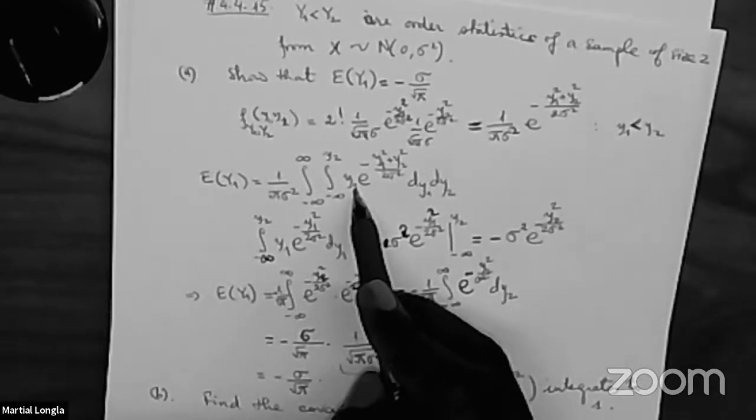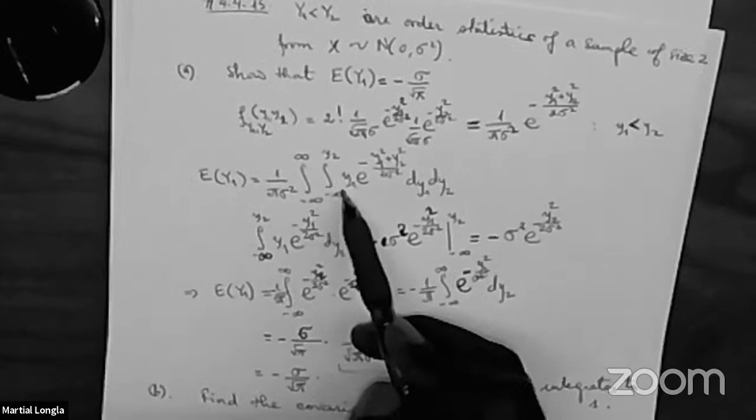Therefore, to take the expected value of y1, we need to integrate over this range, with y1 less than y2, y1 times the density that you have. The hint in the exercise says integrate first with respect to y1, then with respect to y2. That's for a reason. Because when you integrate first with respect to y1, what you get is a simple integral that you can compute by substitution.